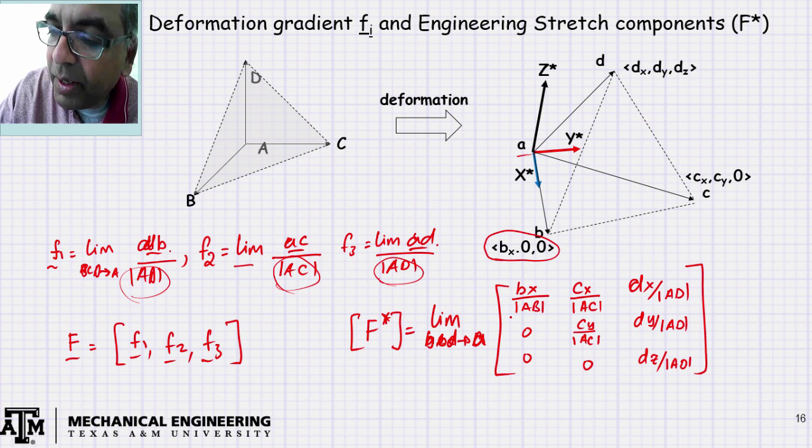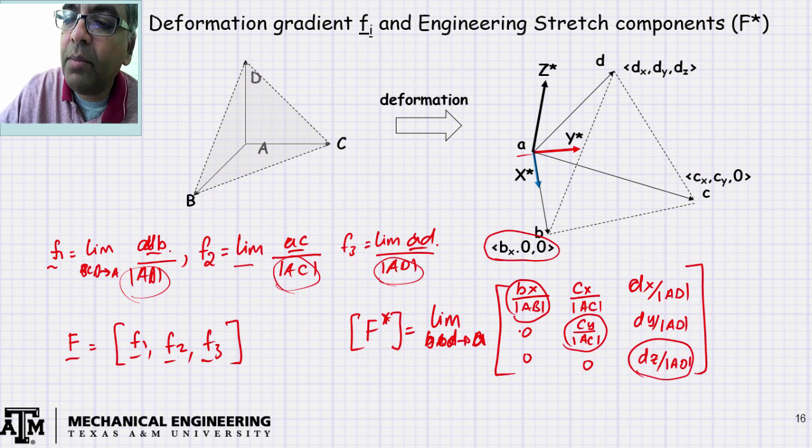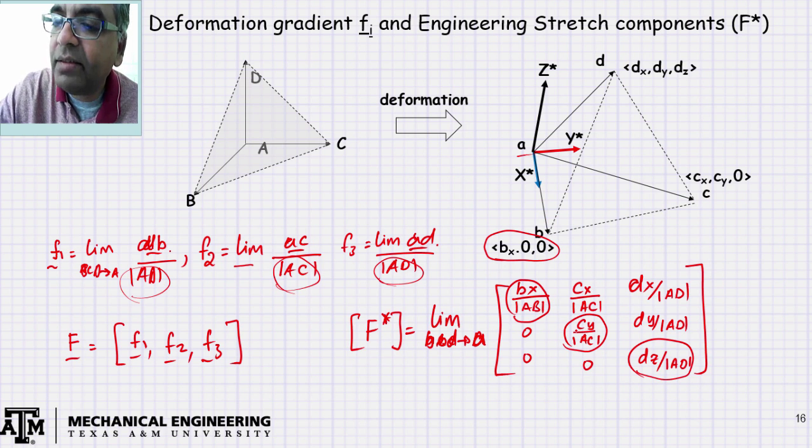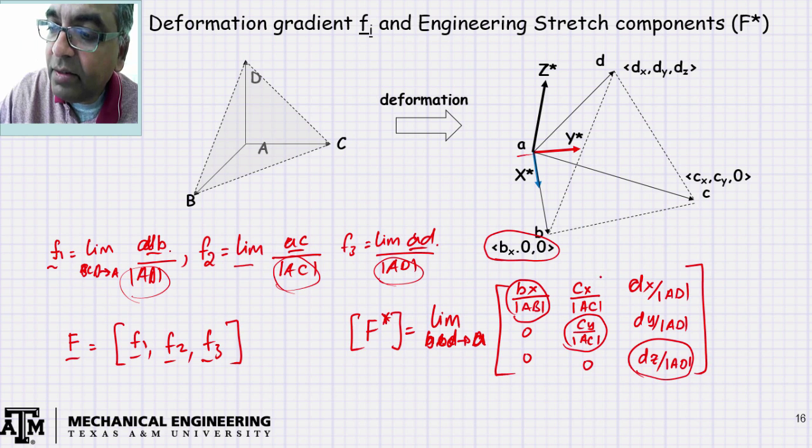The diagonal components represent axial strains. Bx over AB tells you length over length. Can you see that? Cy over AC tells you length over length. Dz over AD, that's how it works. So these things are the axial strains. These things are the shear strains.